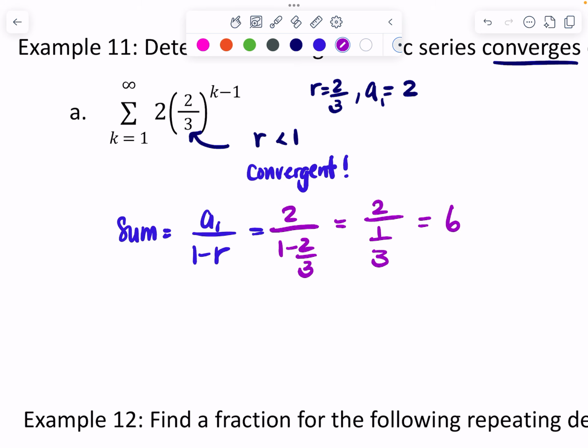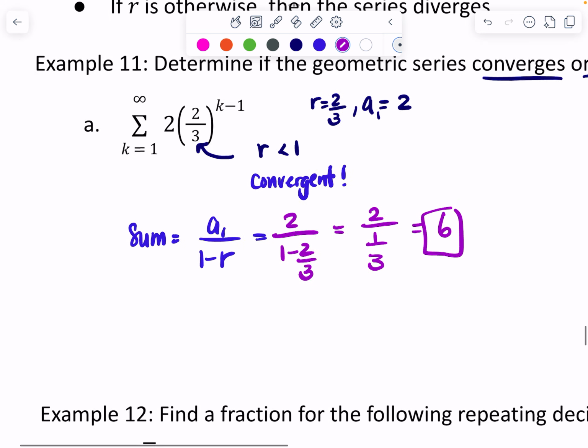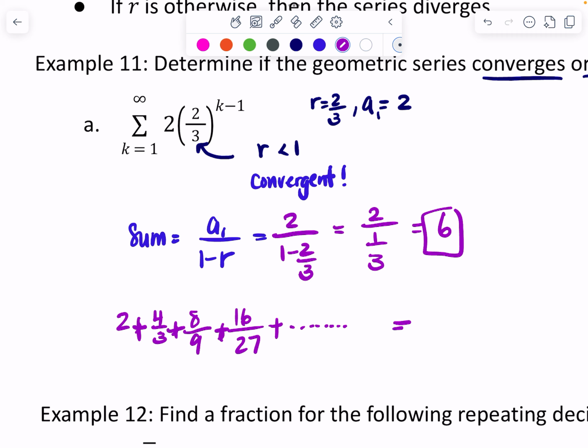Keep, change, flip, and 6. Which means if I list the numbers of this series, first will be 2, second will be 4/3, third will be 8/9, 16/27. Oh, I should have done plus in between. As you keep adding, this sum is not even approximately, it's going to approach 6.